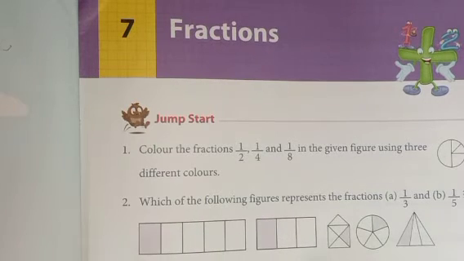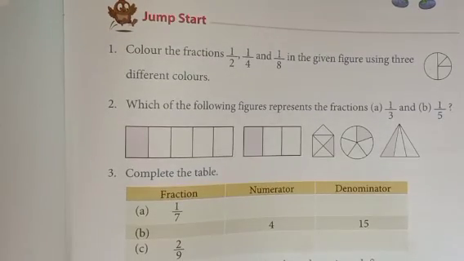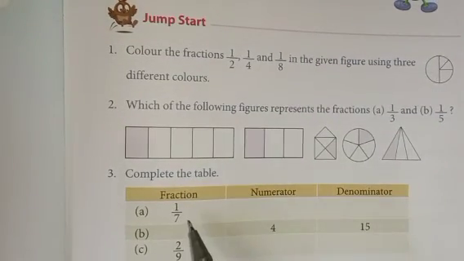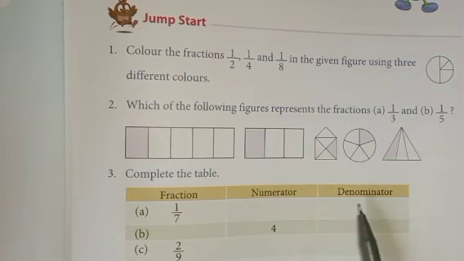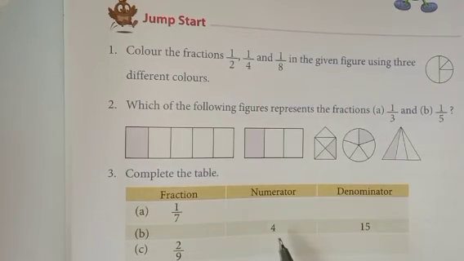Same way, next one. Which of the following figures represent 1 by 3 and 1 by 5? In this picture, which is represented as 1 by 3? There will be 3 parts and one portion shaded. So you can mark that one. Same here for 1 by 5. Next, fraction, numerator and denominator. That is already studied. This is 1 by 7. Here 1 is the numerator. The number above the line is the numerator and the number below the line is the denominator. So 7 here and 1. Here also we can write the fraction. In the same way we can do the C question also.